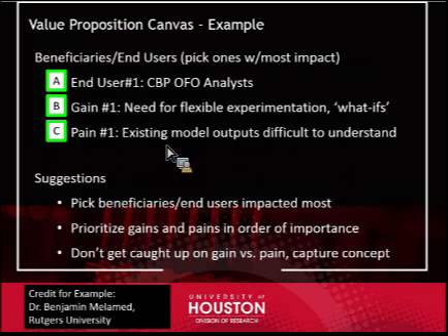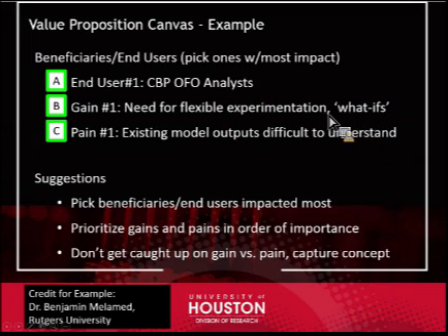And so what's an example? And so using that same methodology, when you think about beneficiaries and end users, again, pick the ones where you think you have the most impact. In this particular example, and again, credit to Dr. Melamed at Rutgers for sharing this with us and the work that he's done, as well as his tech transfer group there at Rutgers as well. In this particular case, they identified one set of end users, which were CBP OFO analysts. And so you can see that's a specific role, that's a specific group. And as they talked with them, they got into conversations about, we really could use some type of a tool when we're looking at points of entry that will allow us to do flexible experimentation, a tool that will allow us to do what ifs.